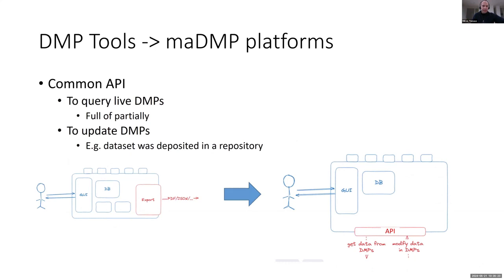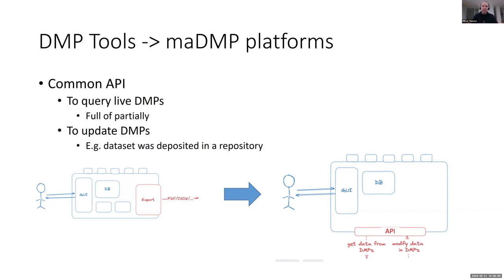But going back to this change from DMP tools to platforms. Instead of having different APIs, as I was showing before, it would be a good idea to have one common API for the DMP tools, so that we could get the data from DMP tools and modify the data in the DMP tools. So let's say the grant system could update parts of the DMP that are about the funding. The repository service could update the parts of the DMP when a data set was published. Maybe part of the DMP could be modified by a data steward using some user interface for humans.